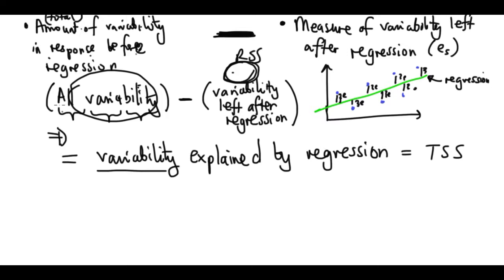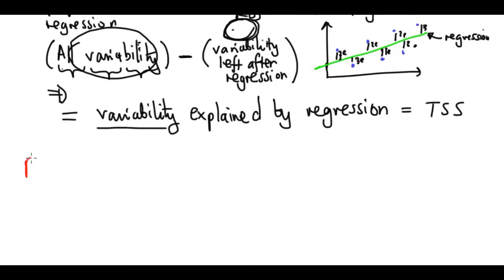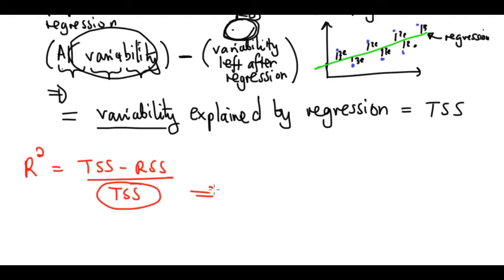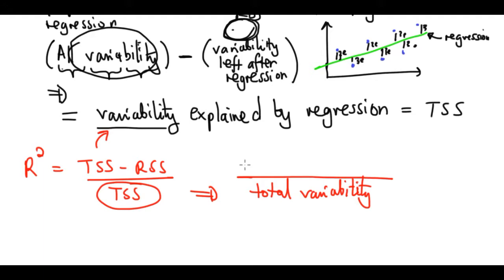So now let's look at our R squared. What does that imply then? Our R squared is saying TSS minus RSS over TSS. TSS is the total variability, the whole variability in the data. Cool. And then the top part, TSS minus RSS, is equal to the variability explained by regression. When you say explained by regression, it means, oh yeah, there's a variability, but regression has taken care of that variability.